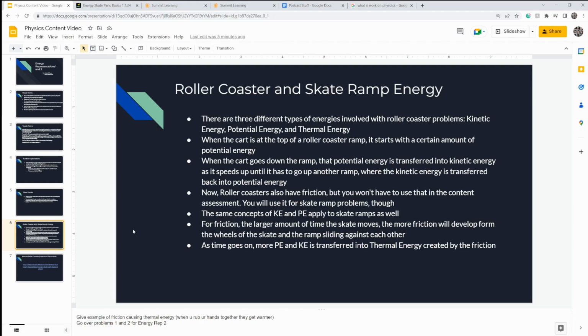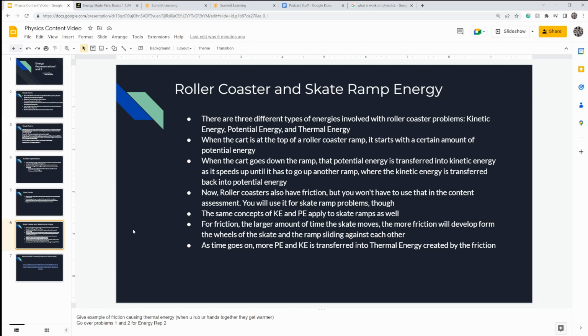as it goes down further on the ramp, until it's at the bottom, and then it has to go up another ramp. As it goes up another ramp, the kinetic energy is once again transferred into potential energy, and then the cycle repeats and repeats until the roller coaster comes to a full stop.